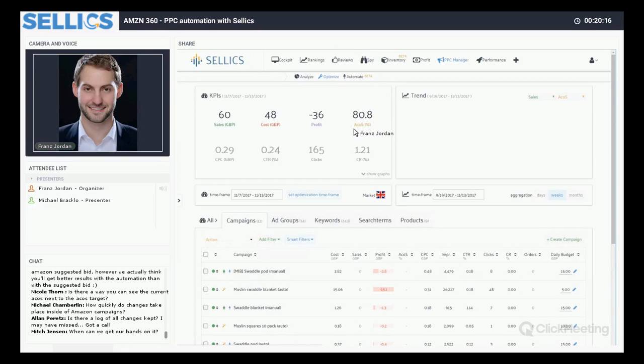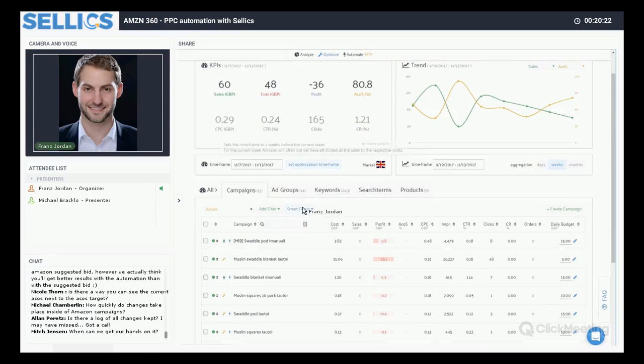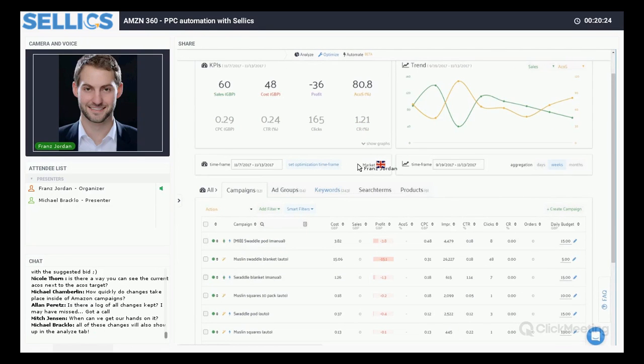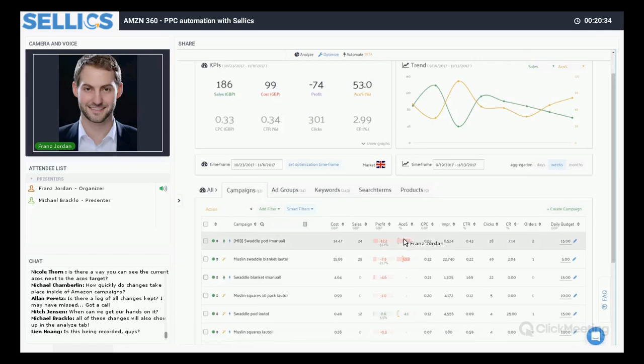So if you click the optimize tab, essentially what happens is you will have all your campaigns listed here. Let me just choose another time frame, and there exactly. So there we go. We have all of our campaigns, and here you can see for the ACOS, for instance, we automatically show you the current ACOS, and we also automatically show you the break-even ACOS, right?